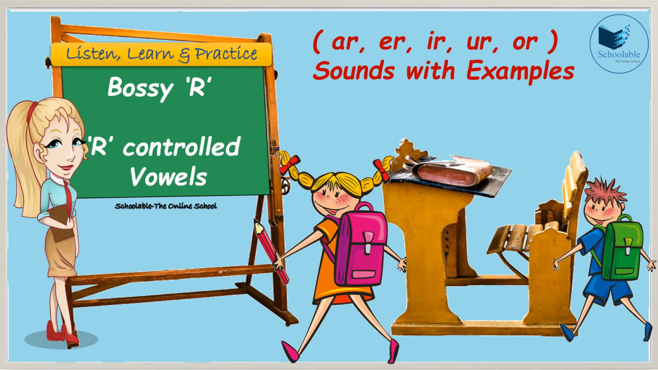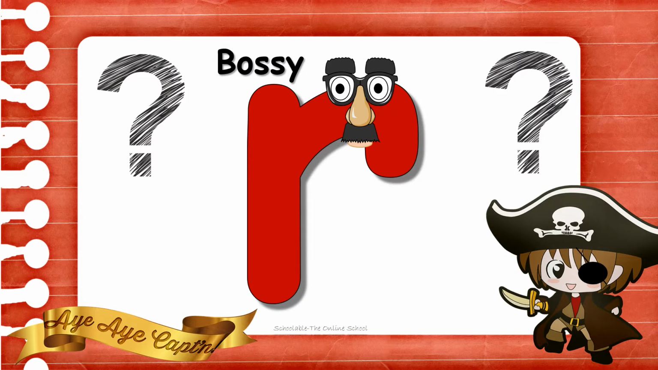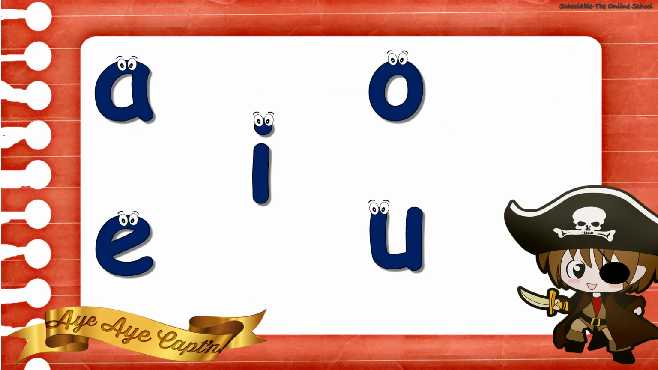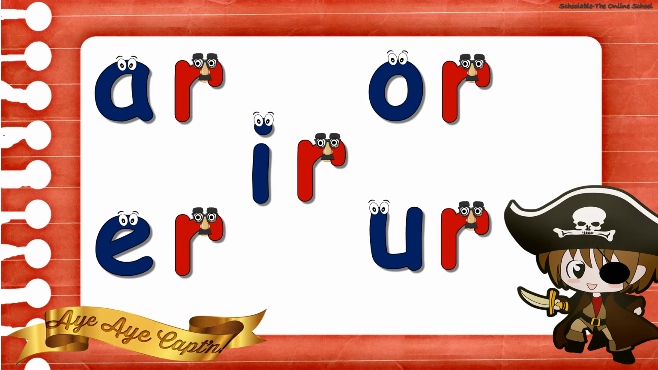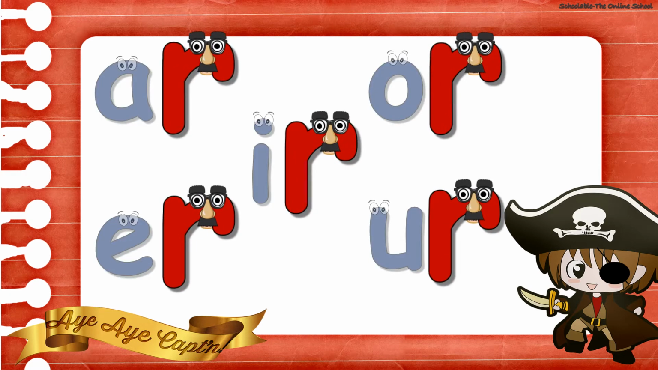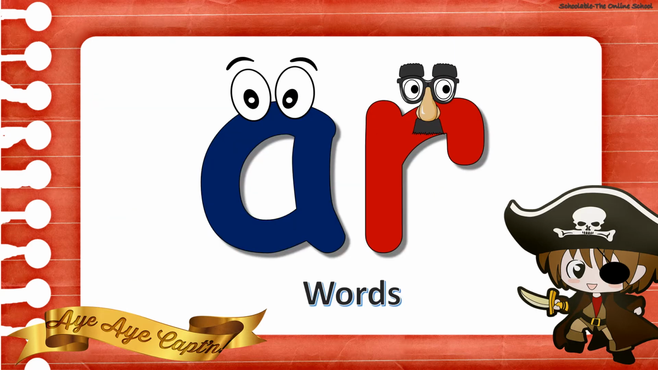Today we are going to learn about the Bossy R. R-controlled vowels: the different sounds of vowels when they are followed by the letter R. Let's get started. Let's first understand why the letter R is called bossy. When the vowels A, E, I, O and U are followed by the letter R, R gets bossy and changes the sound of the vowels. The letters A and R together make the sound "ar."